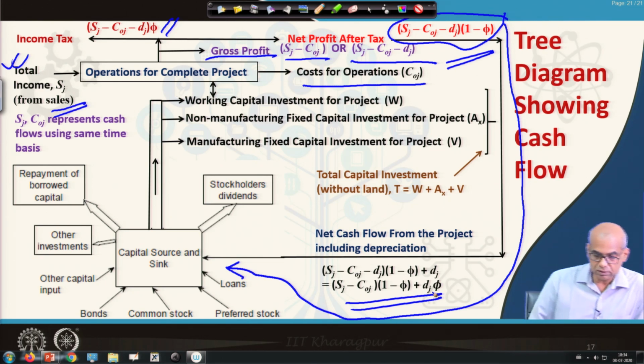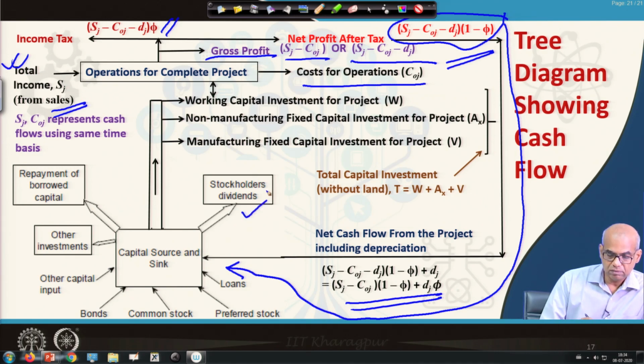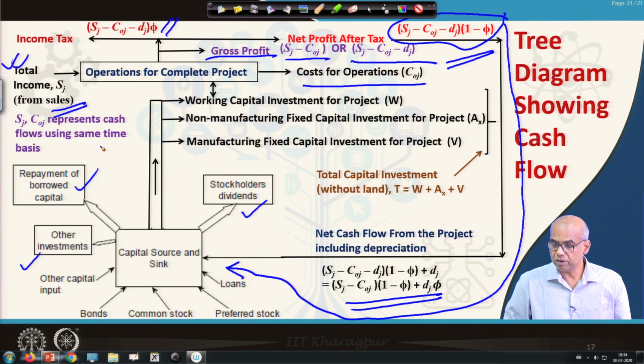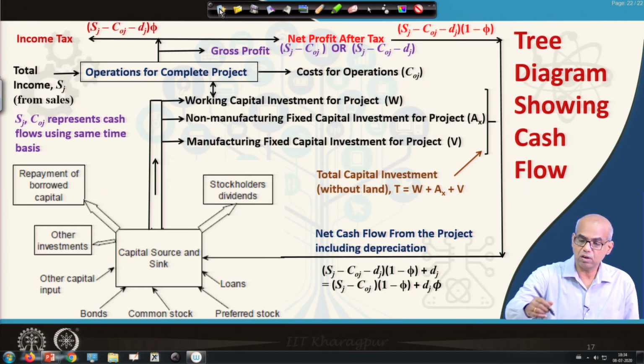Note that the other outflows from the capital source are stockholders' dividend, other investment, repayment of loans or borrowed capital, etc. So, this is a tree diagram showing cash flow for an industrial operation.